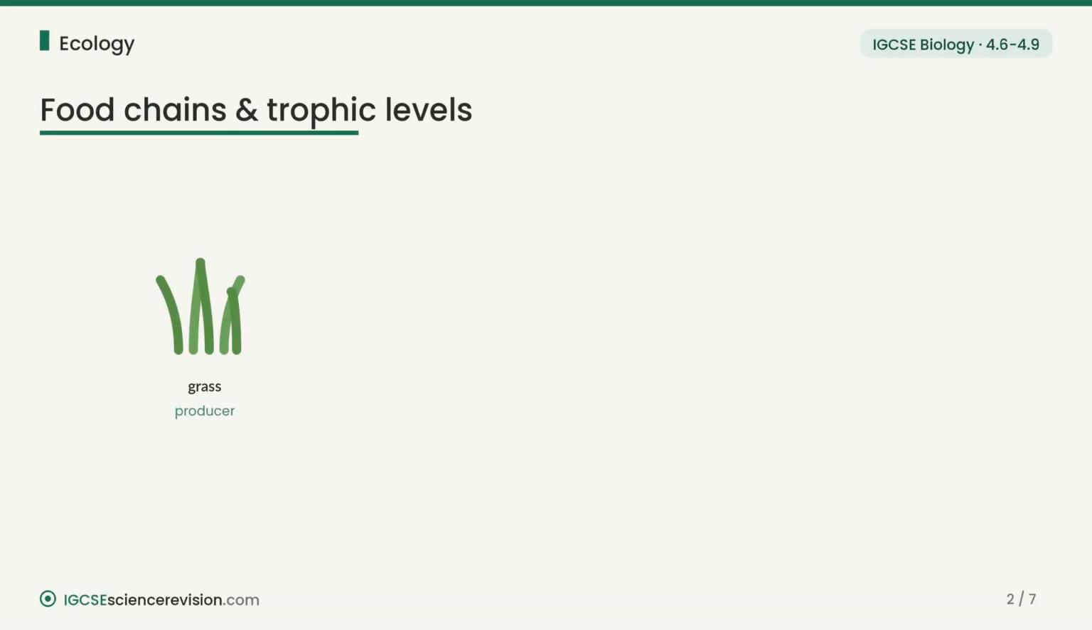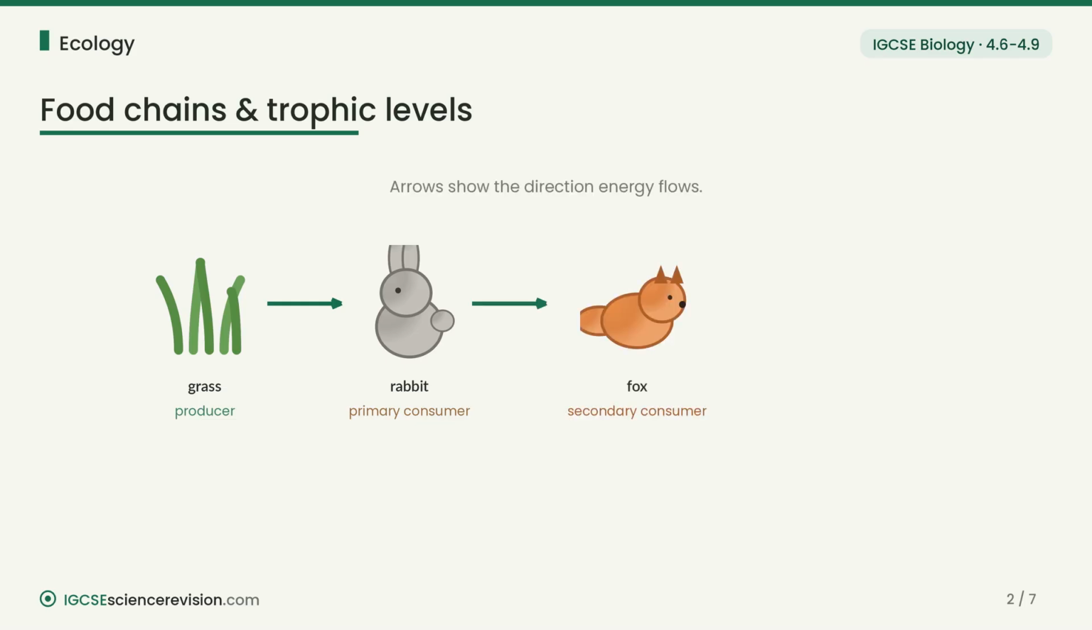A food chain shows what eats what, and the arrows show which way the energy flows. It always starts with a producer, a plant like grass, which makes its own food by photosynthesis. The grass is eaten by a primary consumer, a herbivore, here a rabbit. The rabbit is eaten by a secondary consumer, a carnivore, the fox. Each stage is called a trophic level.